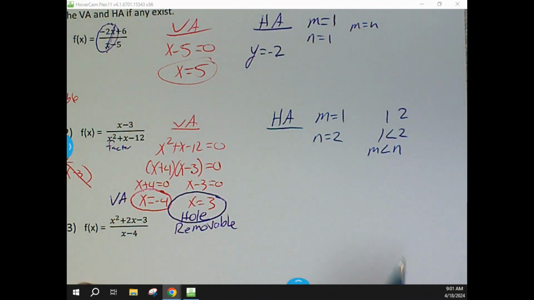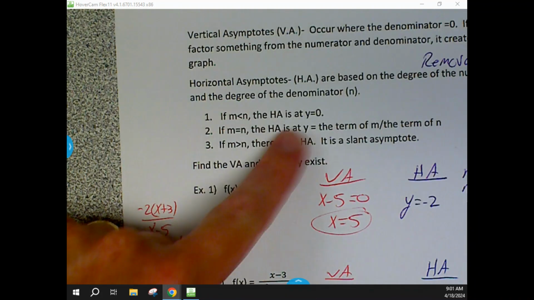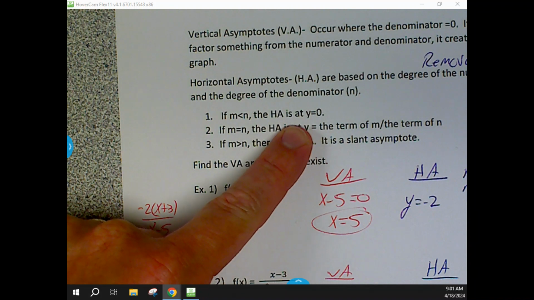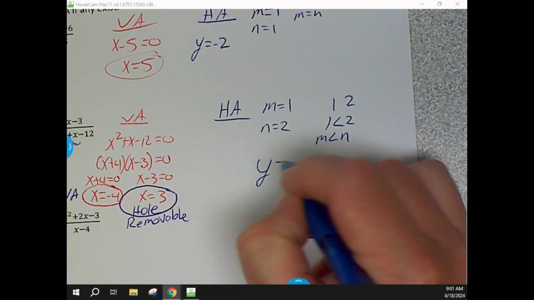And this one's actually kind of good because if the m value is less than the n value, then we've got a horizontal asymptote at y equals 0. So we don't actually have to do any math other than just comparing the two numbers. So for this one, we've got a horizontal asymptote at y equals 0.